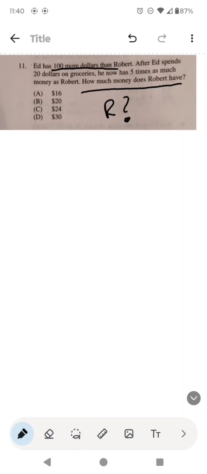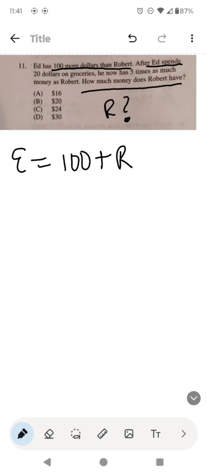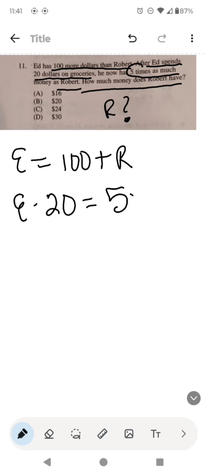Ed has $100 more than Robert. After Ed spends $20 on groceries, he has 5 times as much money as Robert. So when Ed spends his $20, now he has 5 times R. The reason I wrote it like this with the equal sign is that Ed's amount of money is equal to 100 plus whatever Robert has for that first one, right? Then for the next one, when Ed spent $20, he has 5 times whatever Robert has.